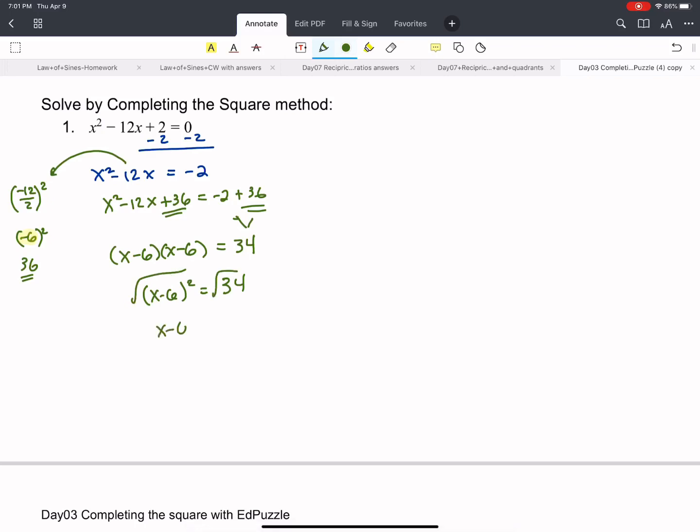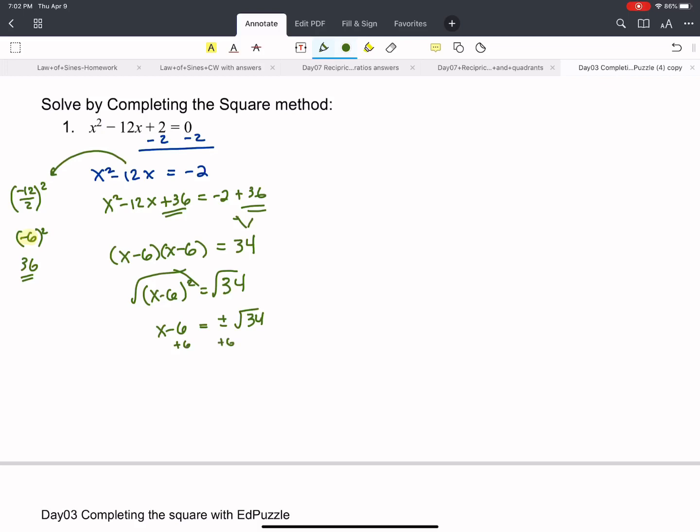So x minus 6, because those cancel, is equal to plus or minus the square root of 34. That plus minus is when you take the square root of two sides of an equation, you always need to do the plus minus. Consider the positive and the negative. You add 6 to both sides.